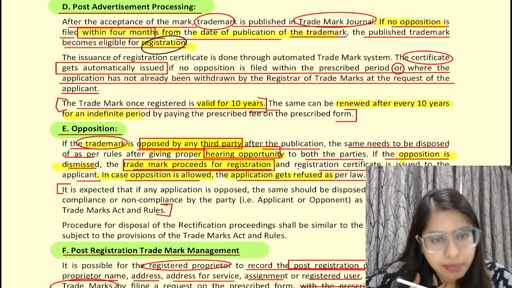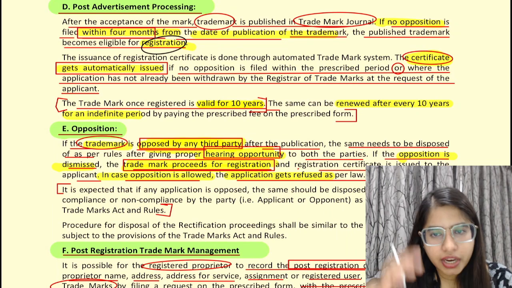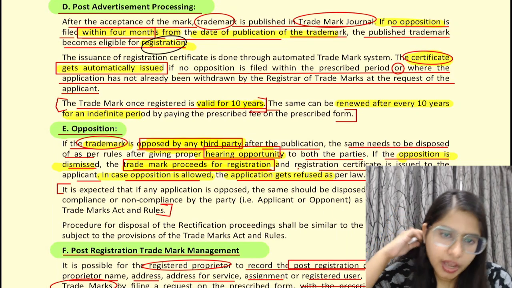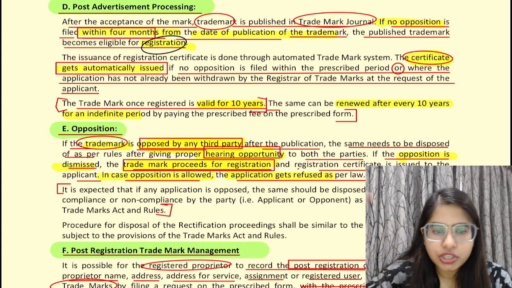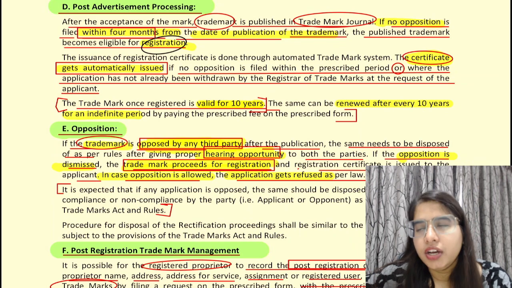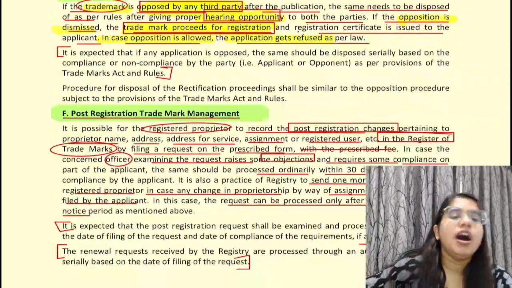So when they register my trademark, they will issue me a certificate. The certificate of trademark is a conclusive proof that I have a valid registered trademark. They will give me a certificate. Are we clear with this?